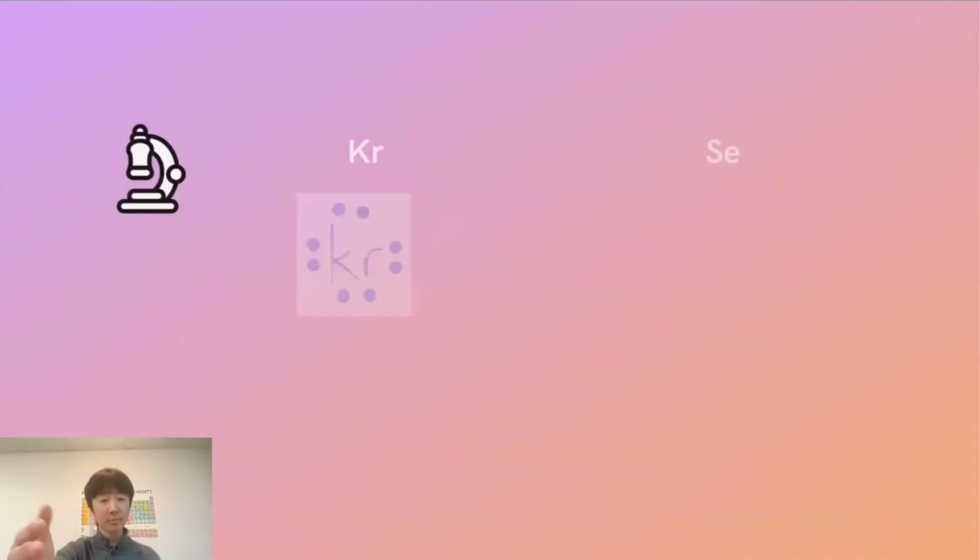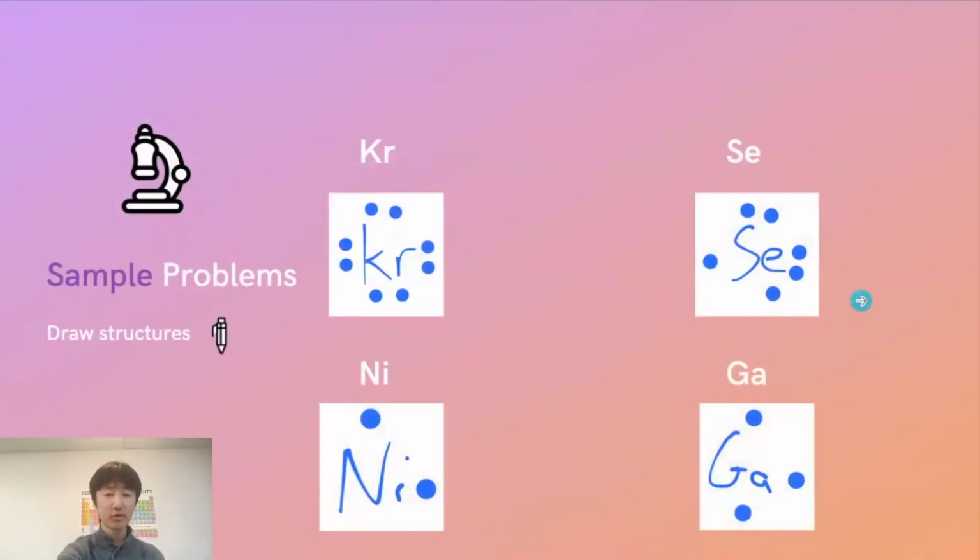So basically, krypton has 8 valence electrons, selenium has 6, nickel has 2. Nickel is a transition metal, so it's kind of hard because nickel has a 3d orbital, but since the 2 electrons are most likely to be released from the 4s because it's the outermost shell, you draw 2 valence electrons for nickel, and then gallium has 3. I know it might be confusing about nickel, transition metals, and the spdf orbitals, but we're going to talk about that later in quantum chemistry.